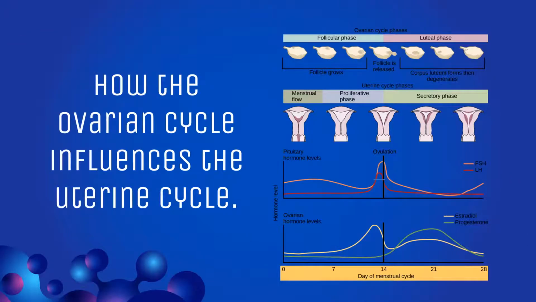Now, how the ovarian cycle influences the uterine cycle. The ovarian and uterine cycles and the hormonal fluctuations that regulate them are also known as the female reproductive cycle. GnRH, the gonadotropin releasing hormone, controls the cycles by stimulating follicle stimulating hormone and luteinizing hormone from the anterior pituitary gland. A female reproductive cycle typically ranges from 24 to 34 days.